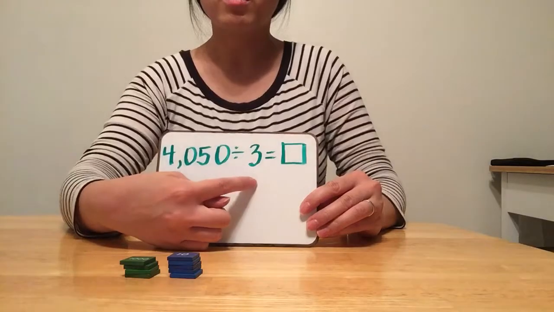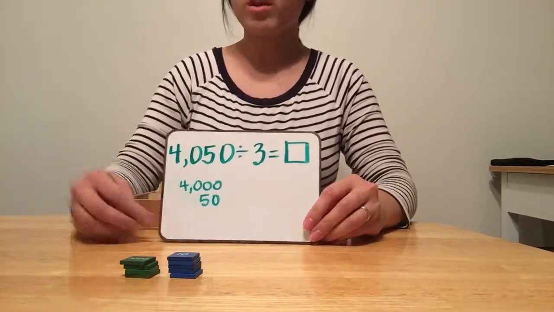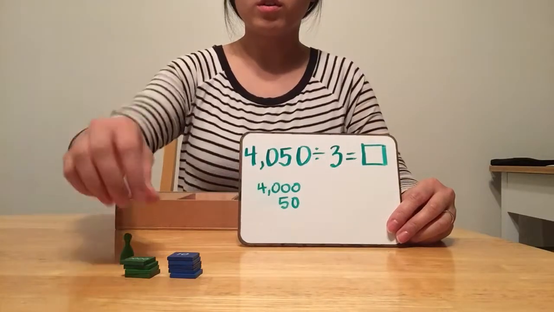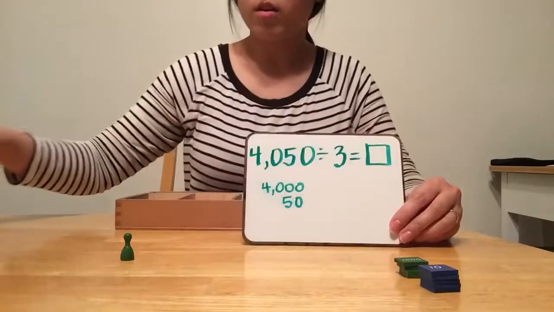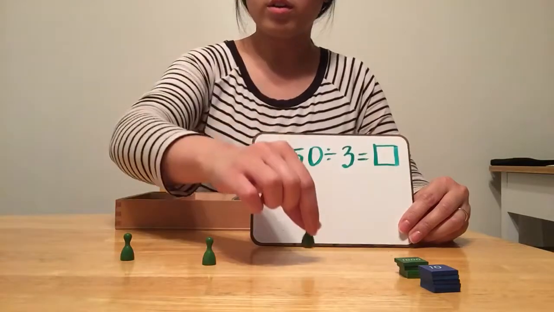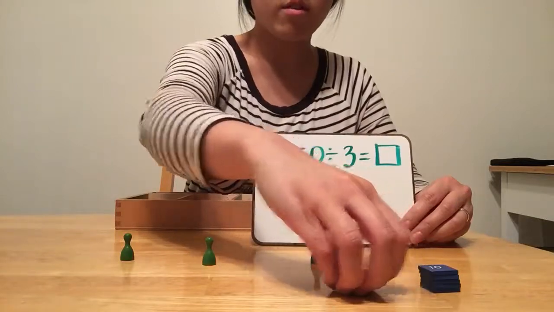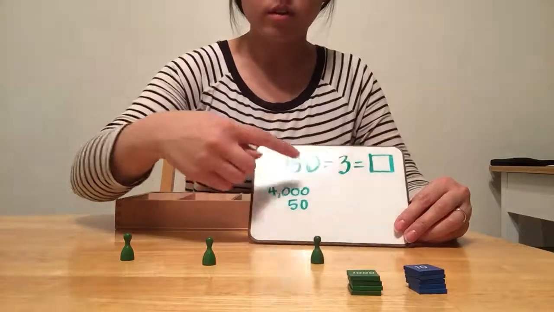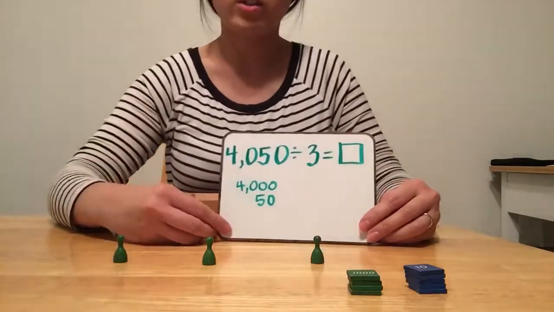I'm dividing that by 3. So I need to grab my 3 units, which are my green ones. So I'm going to grab 1 unit, 2 units and 3 units. So here you can see that I have already 4,050 divided by 3. So I have my 2 parts of my equation.